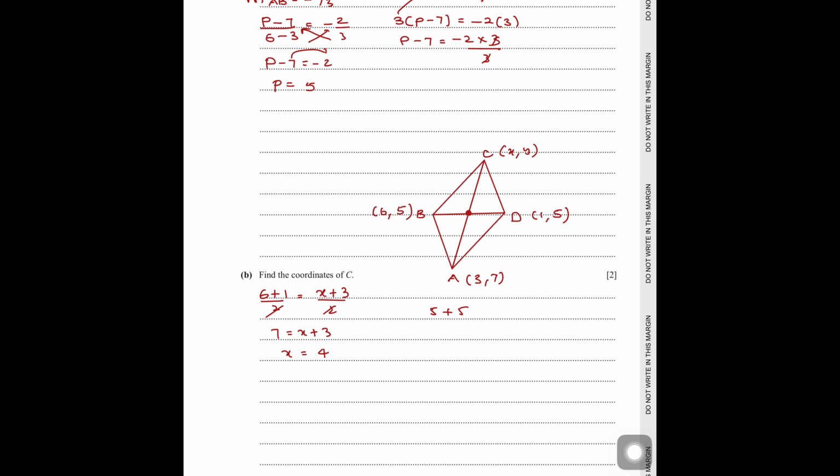Then I'm trying a similar thing with the y coordinate. 5 plus 5 divided by 2 is y plus 7 divided by 2. Get rid of 2. 10 equals y plus 7. So y equals 10 minus 7, 3. So the point C has coordinates 4 and 3.